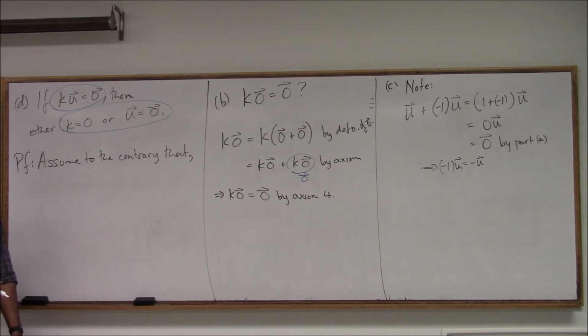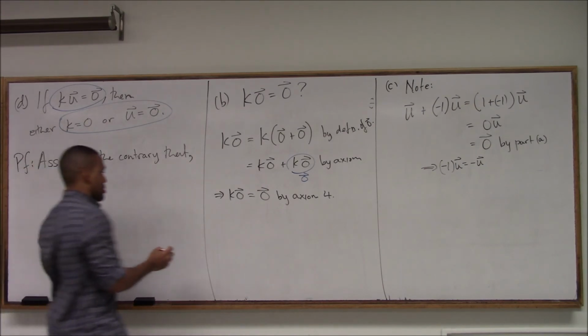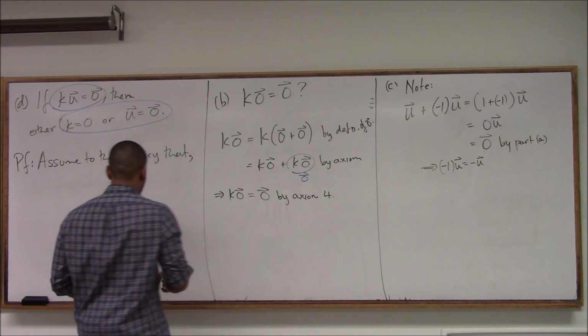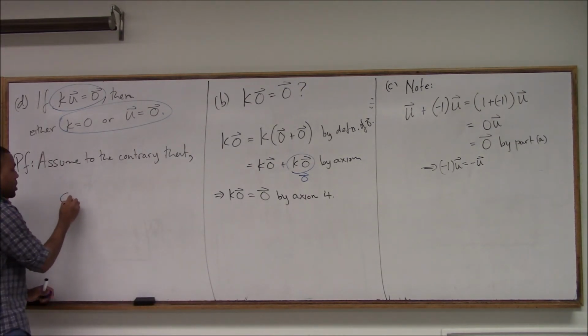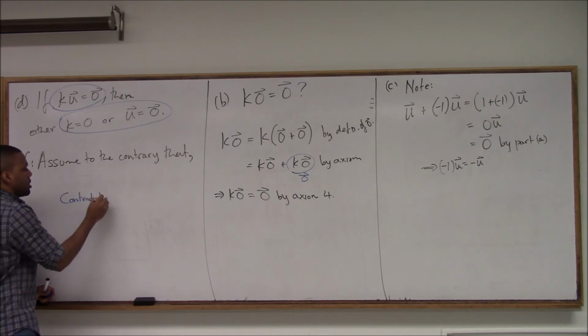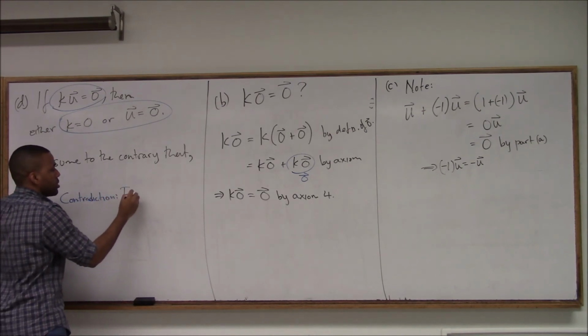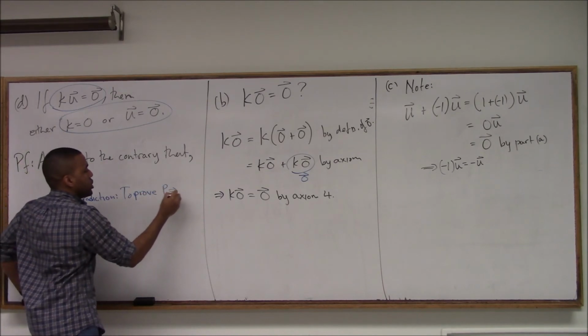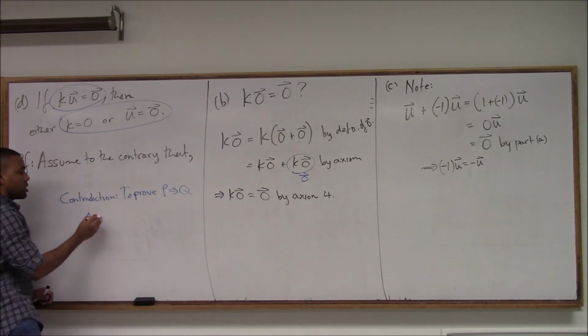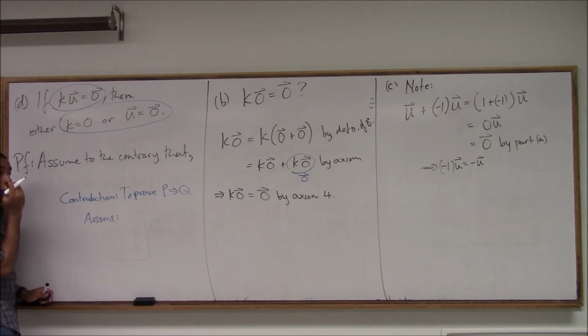No, that's not how contradiction works. Neither is equal to 0. What do you mean? K is equal to 0 and K is not equal to 0. Remember when we're doing contradiction, how is the setup for that? If you want to prove P implies Q, what do you assume for contradiction? Not P, assume not Q. No, that's contrapositive. What do we assume, not P or not Q?